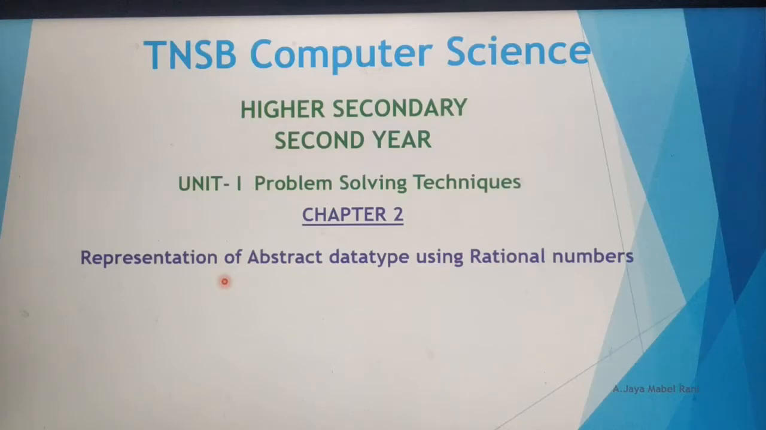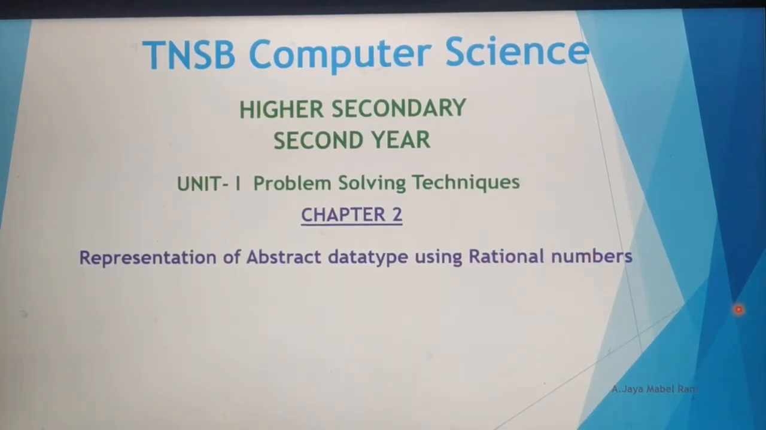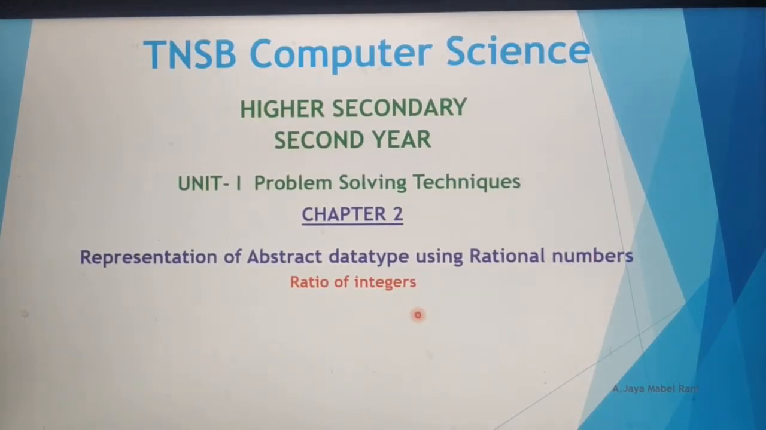Dear students, in this video we are going to see the representation of abstract data type using rational numbers. What are rational numbers? Rational numbers are the ratio of integers in the form of numerator by denominator. Example: 8 by 3. Here we can see how to represent this abstract data type using rational numbers.